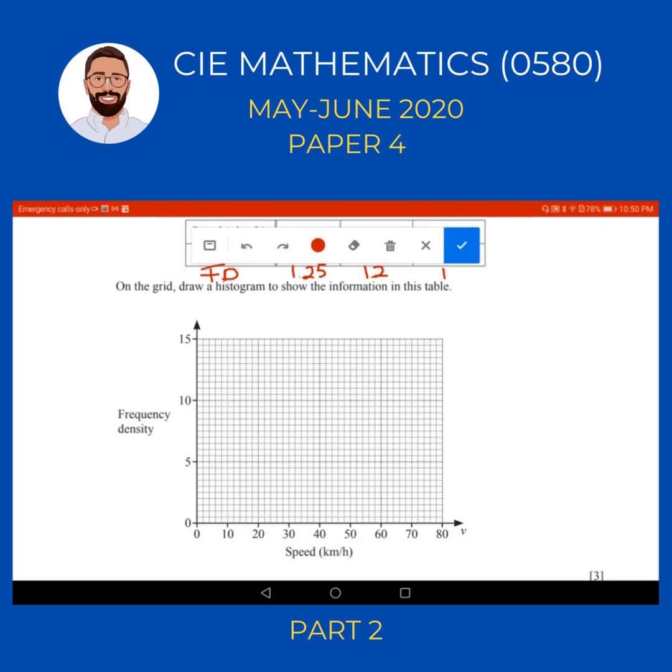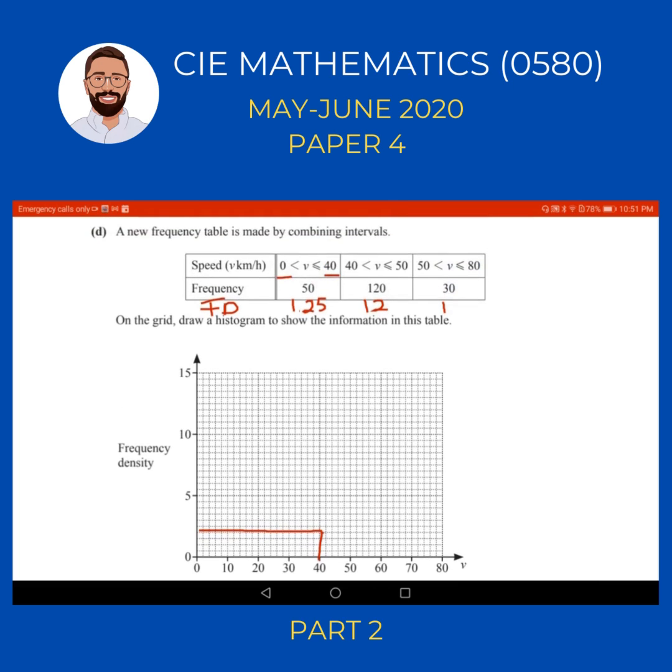Now, for this grid, each block on the y-axis represents 0.5 units. So when the speed is 40, each block is 0.5. So I need to go to 1.25. So this is 1.5, then 1.25, so it's somewhere here. Now I need to draw a horizontal line, and this is my first bar.